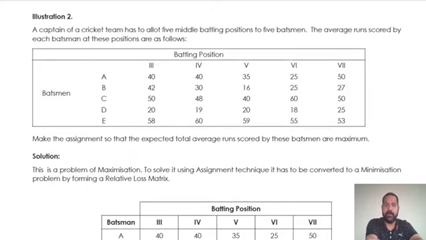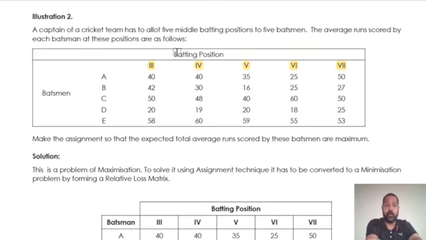Let's come to question number 2. The captain of a cricket team has to allot 5 middle batting positions to 5 batsmen. What are the middle batting positions? 3rd, 4th, 5th, 6th. What does that mean? Well, it means that the first and the second positions are decided. The decision left is for the 3rd, 4th, 5th, 6th and 7th positions.